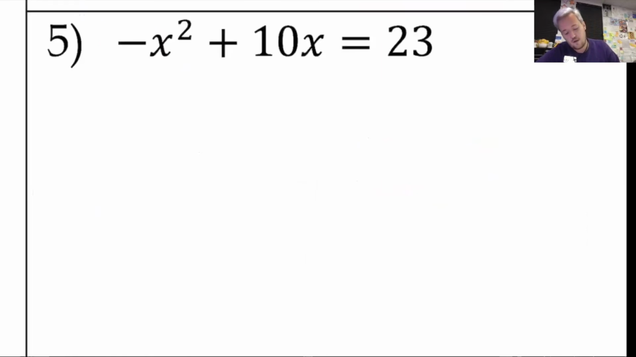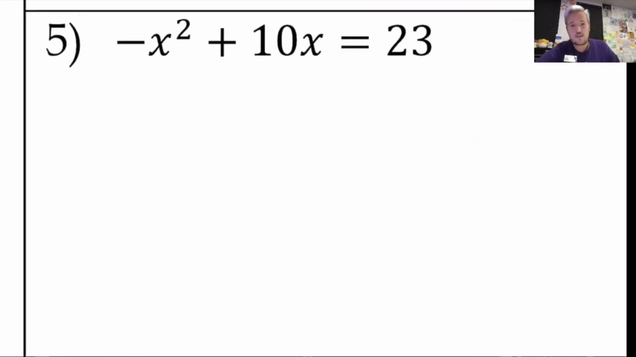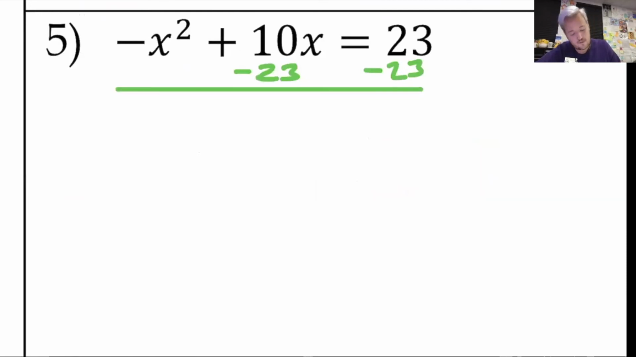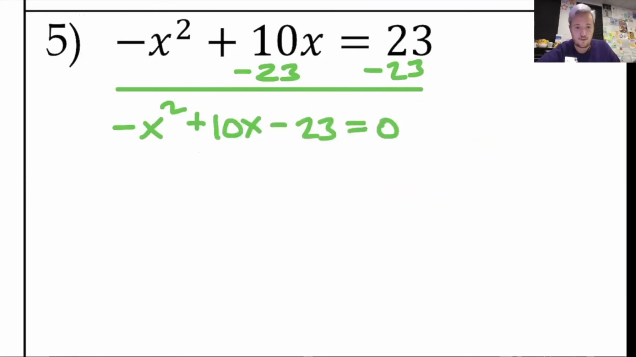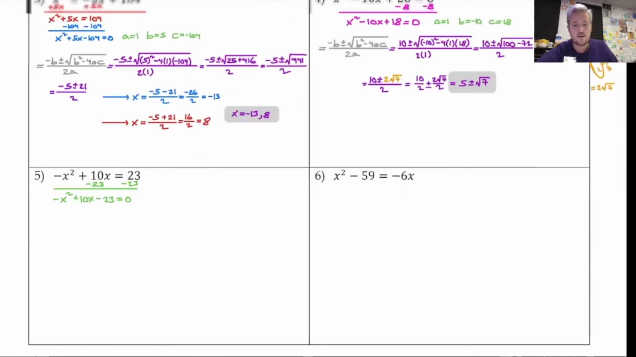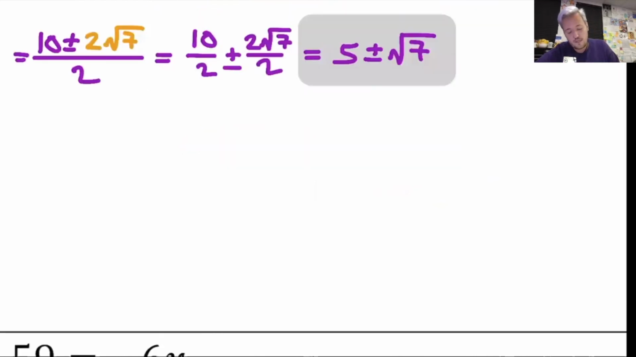So number 5. So we got to put this in standard form. So I'm going to start by subtracting 23. I forgot to put the previous one in decimals. Dang it. So we're going to have negative x squared plus 10x minus 23 equals 0. Okay, I'm going to put a pin in this one. I need to go do the decimals over here.